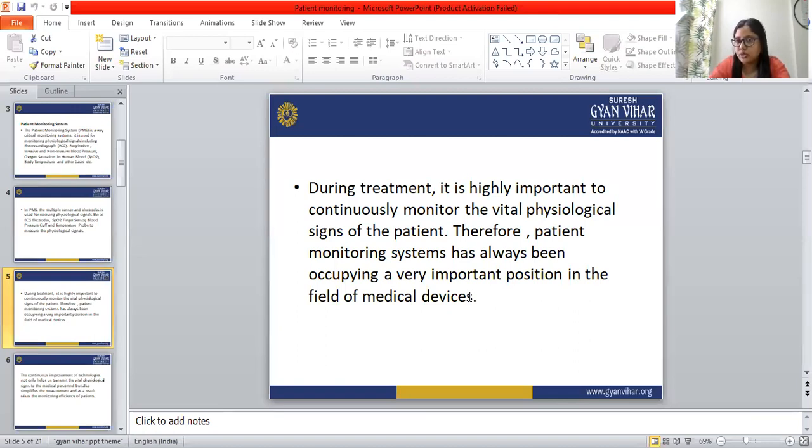During any treatment, it is very important to monitor the physiological signs of the patient by the health provider. Therefore the patient monitoring system has always been occupying a very important position in the field of medical devices.